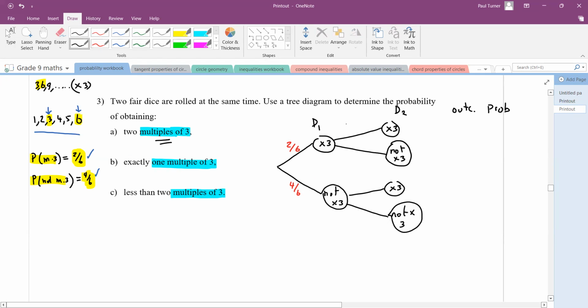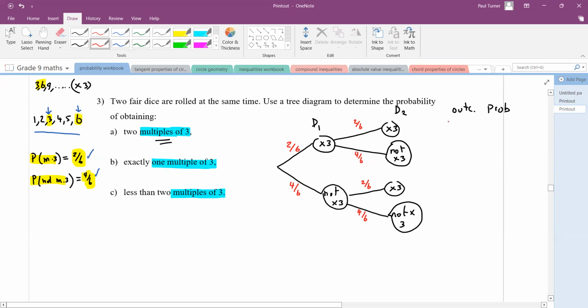Okay, and then we will fill in our probabilities. So 2 out of 6, 4 out of 6, 2 out of 6, 4 out of 6. Okay, so they're all completed. And what are our possible outcomes?